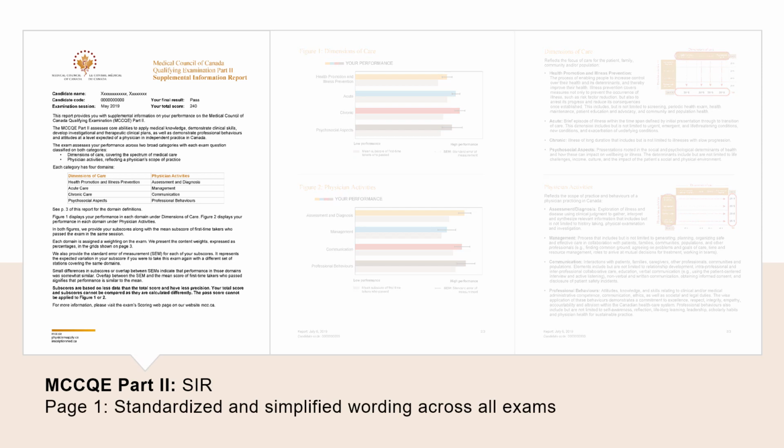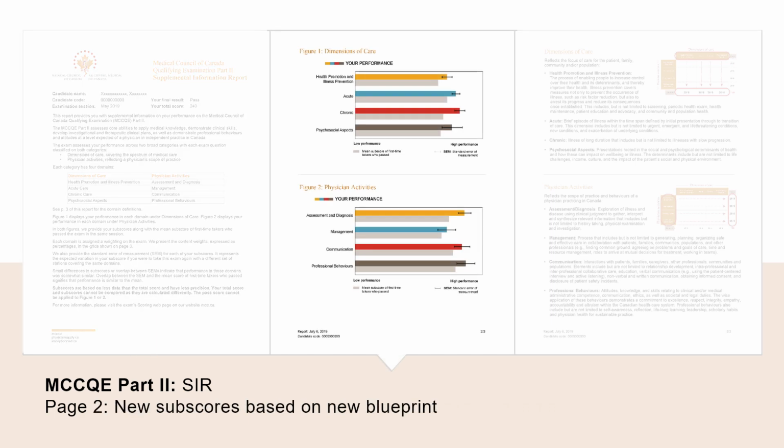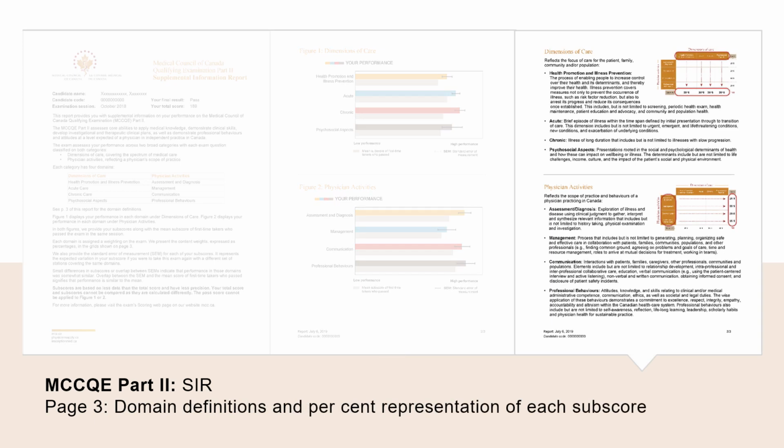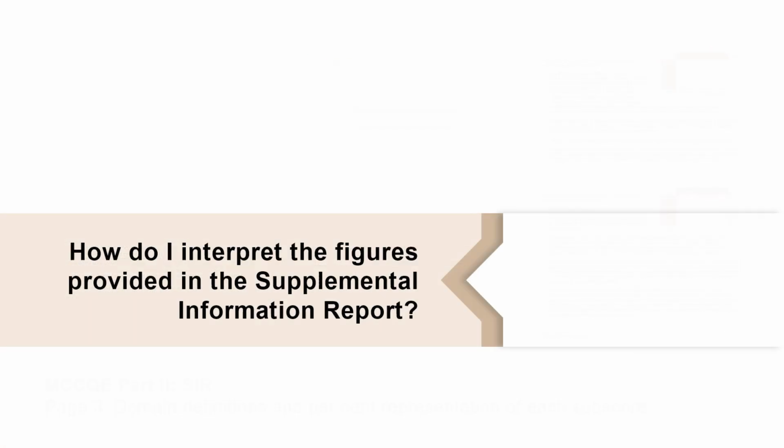The first page provides the candidates with an explanation of what is indicated on the following pages. The second page highlights the new subscores, which are based on the 2 dimensions of the new blueprint: physician activities and dimensions of care. The third page contains domain definitions and the percent representation of each subscore. Not sure how to interpret the figures provided in the Supplemental Information Report? Let's find out.